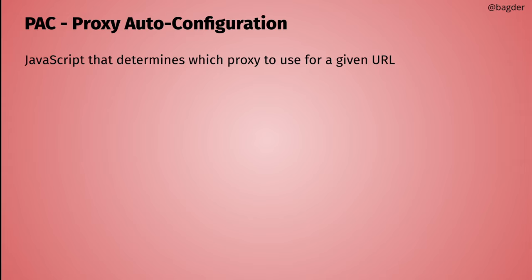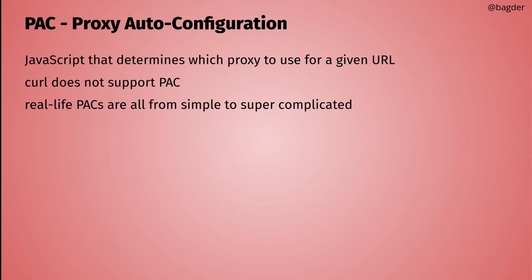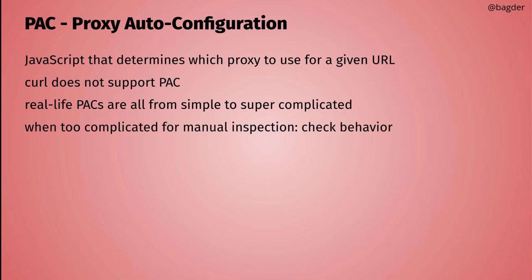So maybe you need to parse that JavaScript. Usually it's very simple. You know, usually you don't have a lot of different proxies to select from anyway. But you should be aware. Sometimes you need to do a little bit of detective work to figure out which exact proxy your curl command line should use.